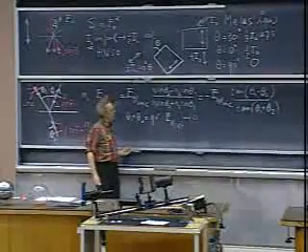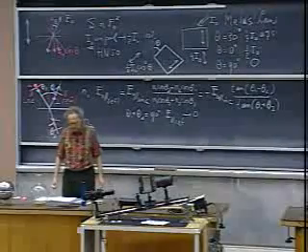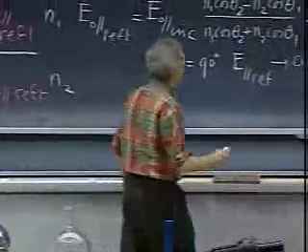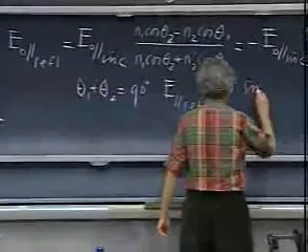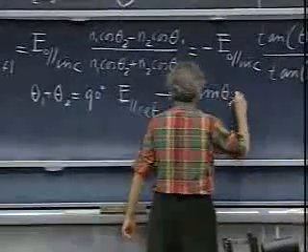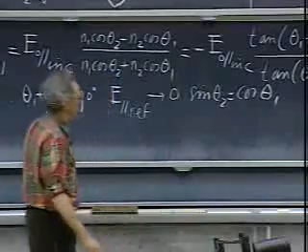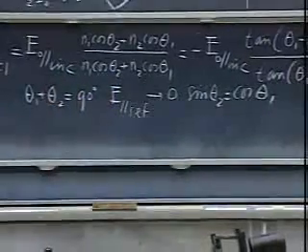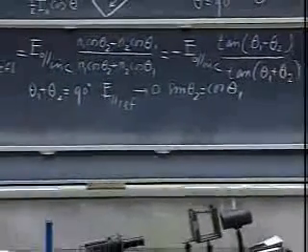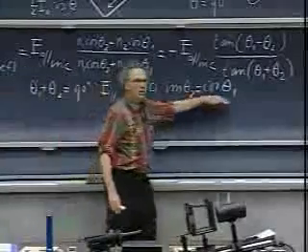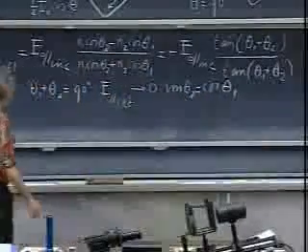If this condition is met, that theta 1 plus theta 2 is 90 degrees, then it follows from high school math that the sine of theta 2 is the cosine of theta 1. That's immediately obvious, right? You remember the triangle: theta 1 plus theta 2 is 90 degrees. The sine of one angle is the cosine of the other.